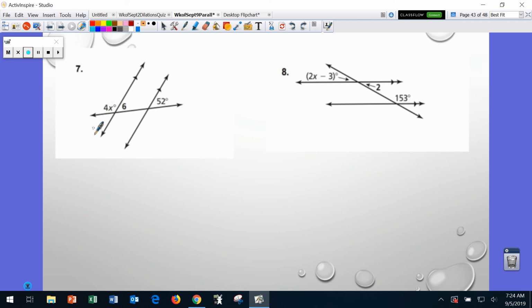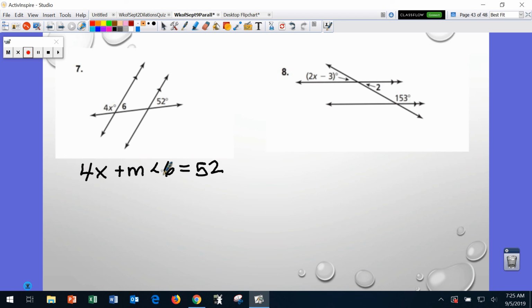Okay, number 7. If you look here, here are my parallel lines, and here is the transversal. So I have 4x and the measure of angle 6. Well, these two are right next to each other, so they are called linear pairs. So here I'm going to say 4x plus the measure of angle 6 should equal 52.